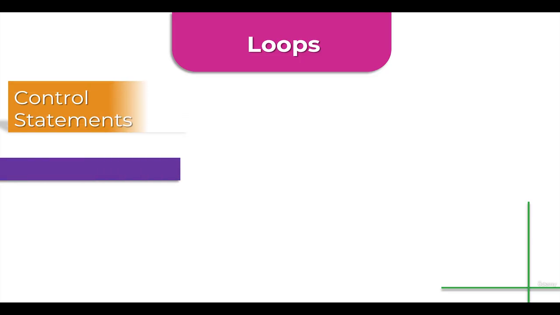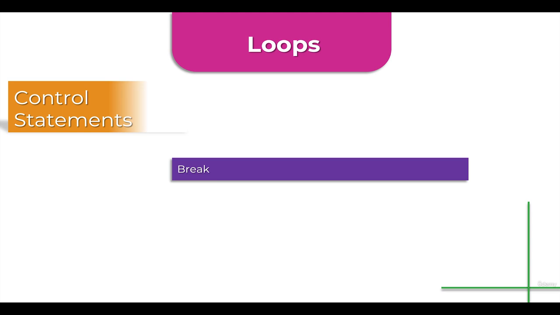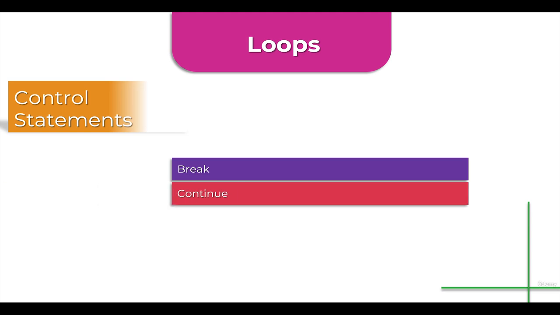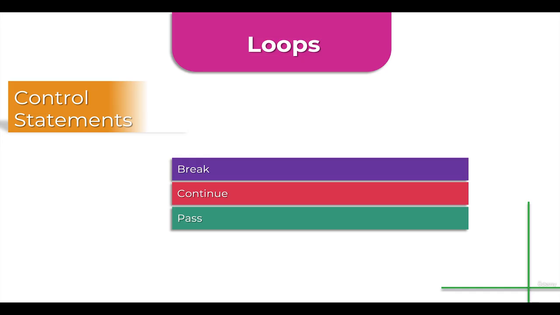Loop control statements change execution from its normal sequence. So when execution leaves a scope, all automatic objects that were created in that scope are destroyed. Python supports the following control statements: break statement, continue statement, pass statement.